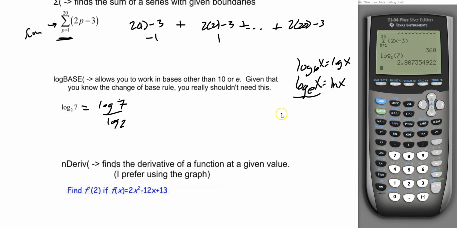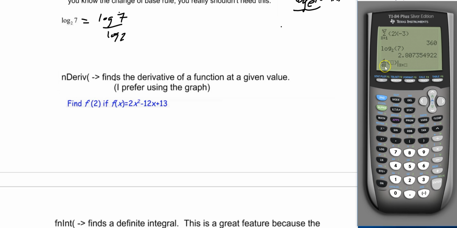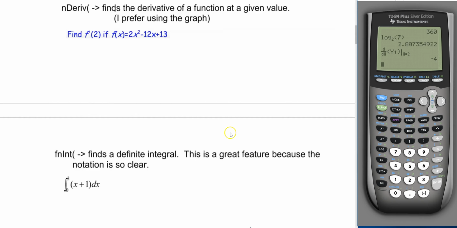You get your answer. Derivative, we talked about how to do that, right? Just go to math, nDeriv. Put in your variable, and the next thing we do is we go here. Now you don't have to retype your function if you already have typed it in. If you don't, just type it in. Otherwise, you go alpha F4 and then type in whatever variable we want to type in. In this case, y1 is our F1 function, and put what value you want it at.